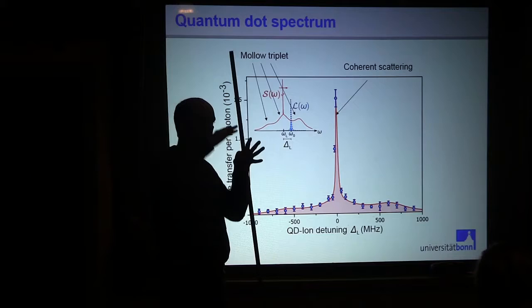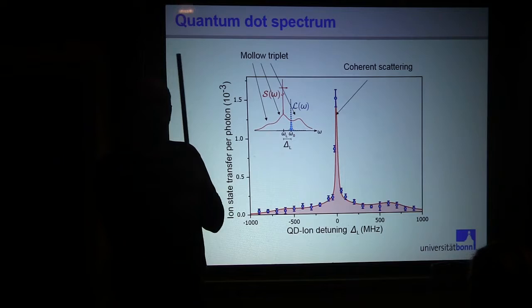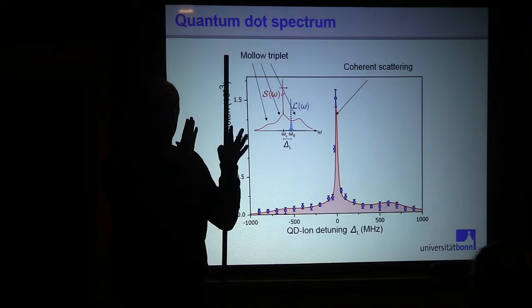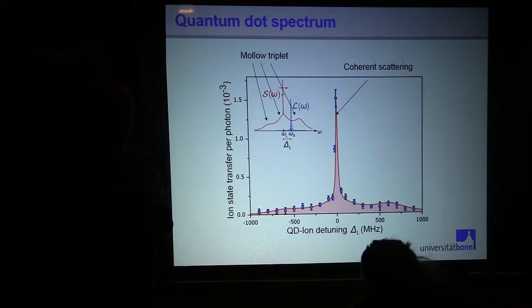Yes? I think I missed a point. Is it possible to change the resonant frequency of the ion, and is that what you're doing? No, the ion is always fixed. We shift the quantum dot emission spectrum across the fixed ion. But I thought that was also fixed. The quantum dot spectrum was just known, right? You know the electronic structure there.